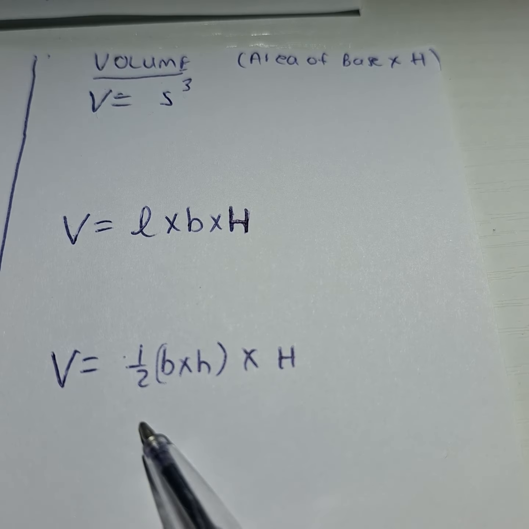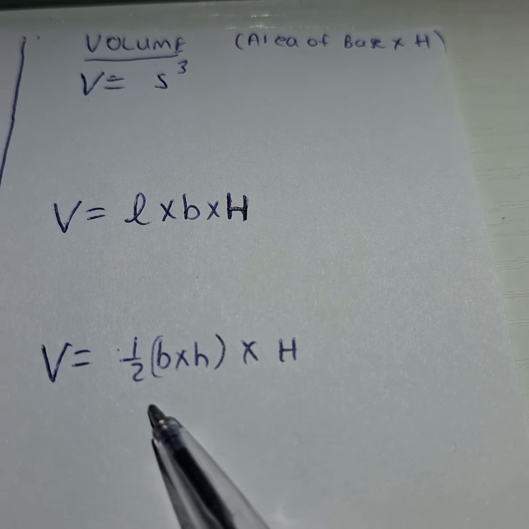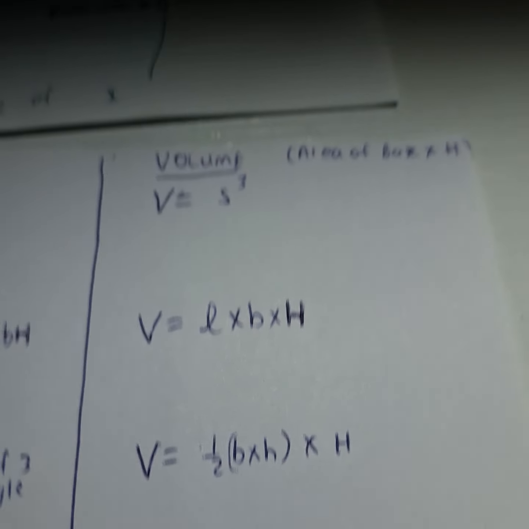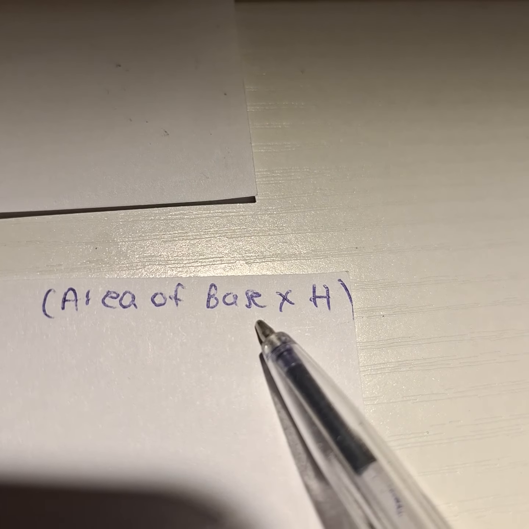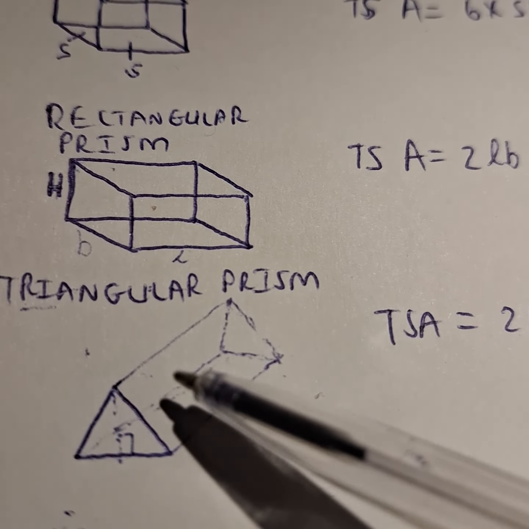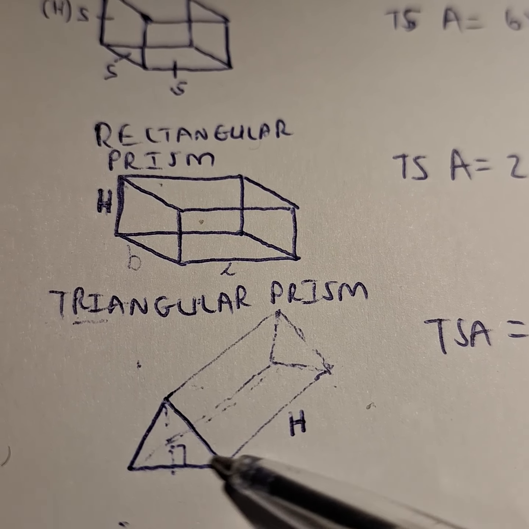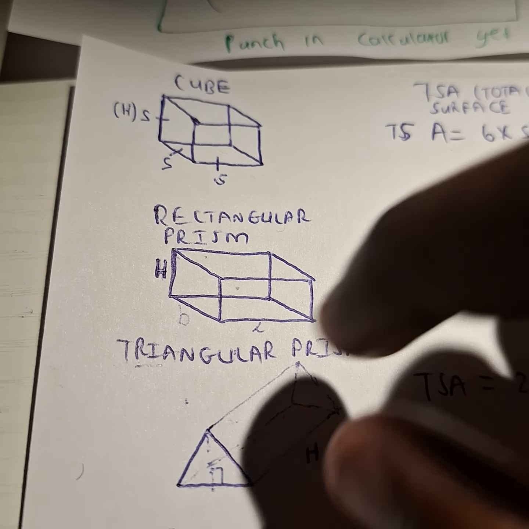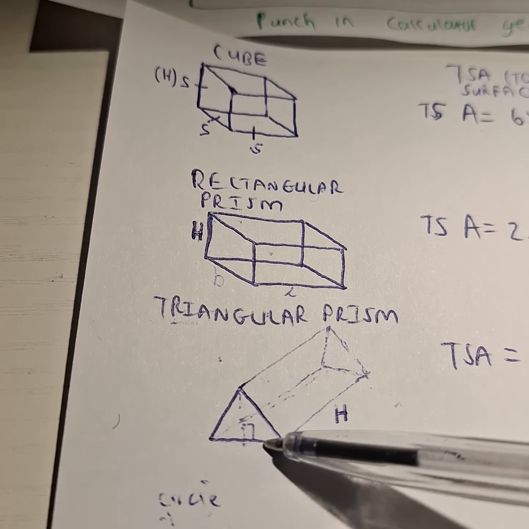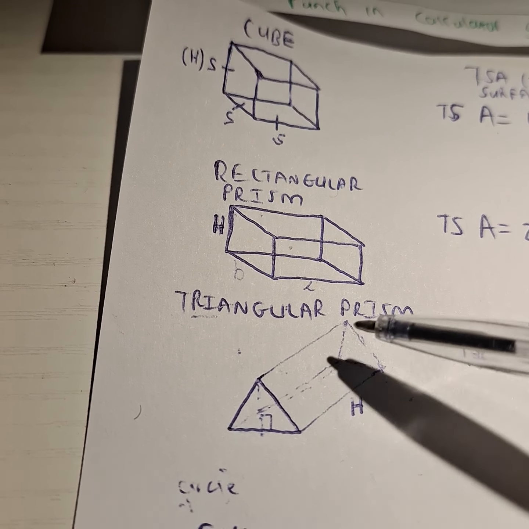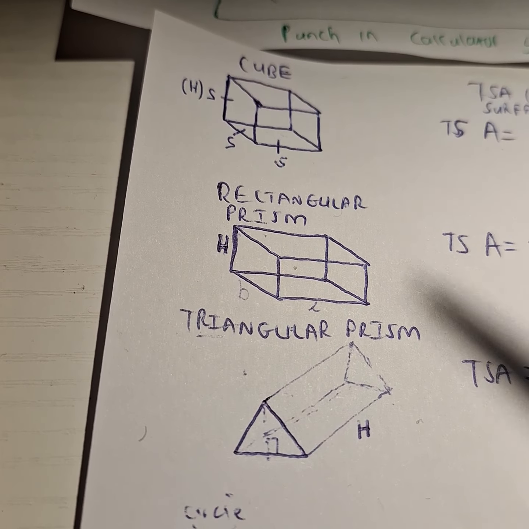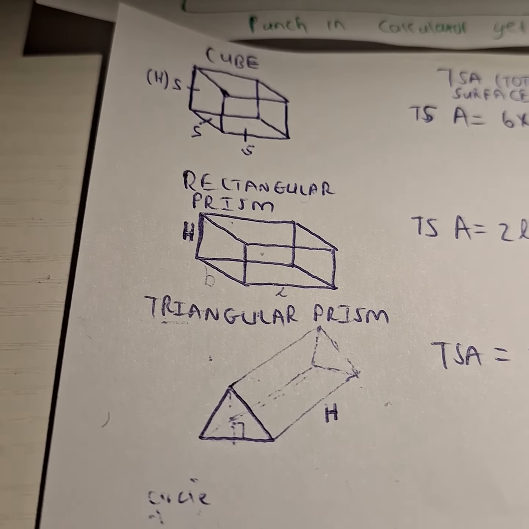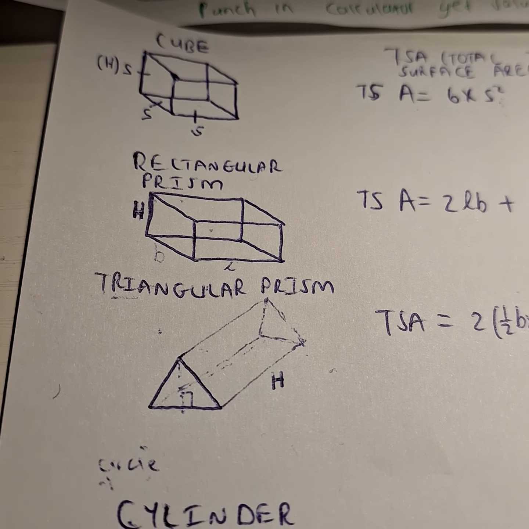Then what about volume? Volume of a triangular prism. Once again, what did we say volume is? It's the area of the base. What is the base of a triangular prism? It is the triangle. Because I can take this triangular prism and make it rest on the triangle, then I can have the identical triangle at the top as well. You see how those things complement each other?